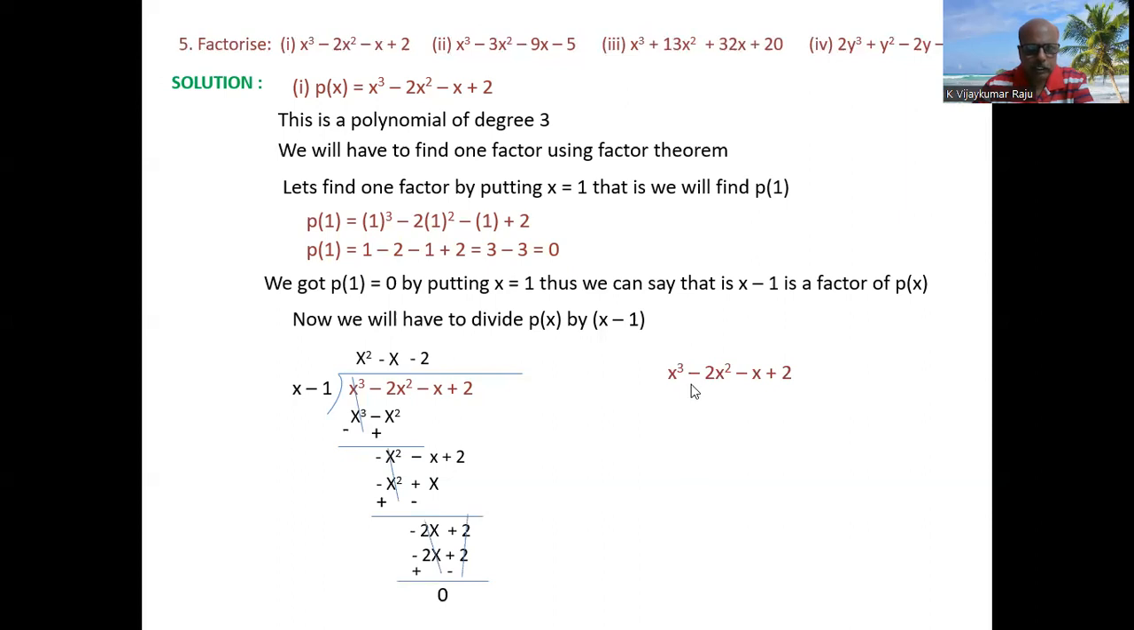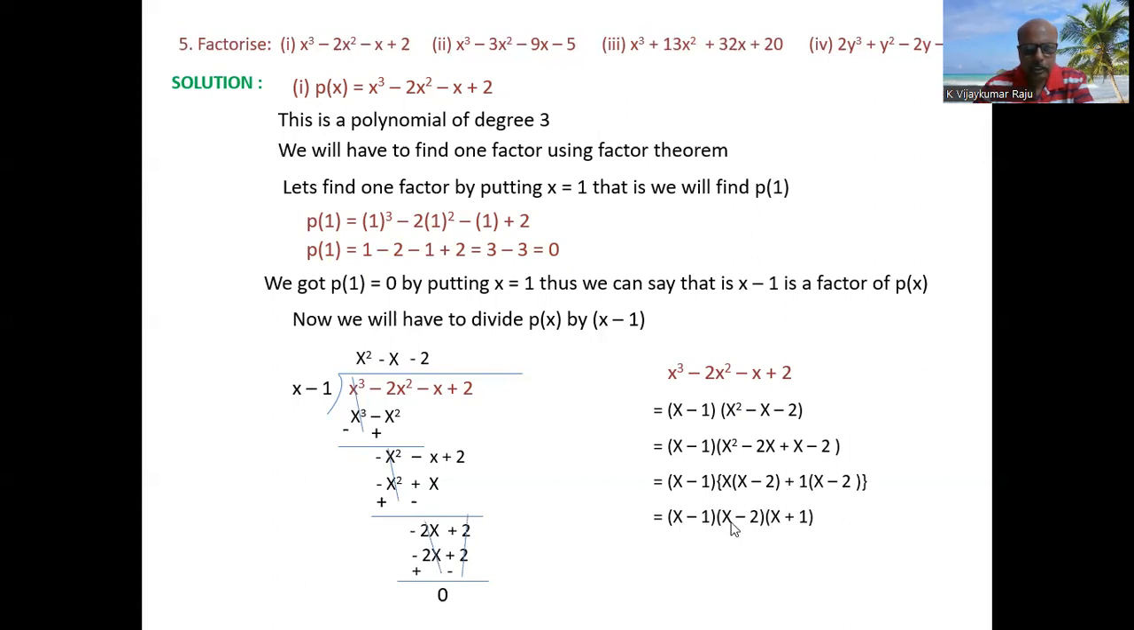That means this can be written as x minus 1 into x square minus x. Now you have to factorize this by splitting the middle. So x square minus 2x plus x minus 2. Again common: x minus 2 plus 1 into x minus 2, so x minus 2 into x plus 1. Okay, these are the factors of this polynomial, the cubic polynomial. I am clear.